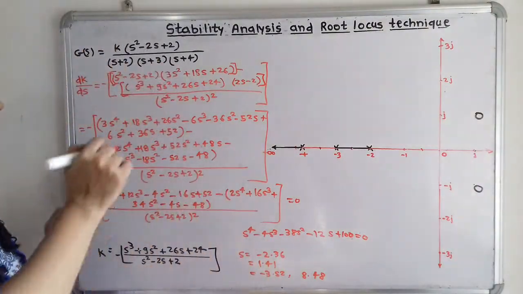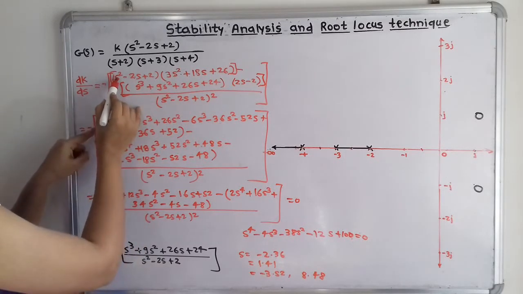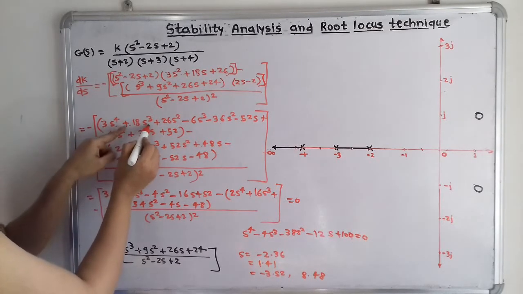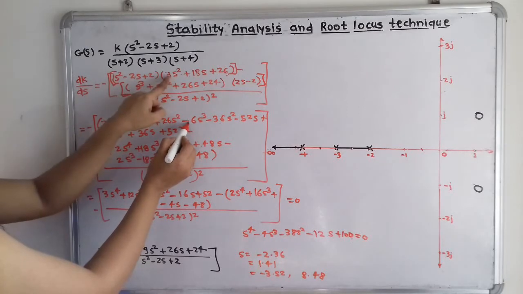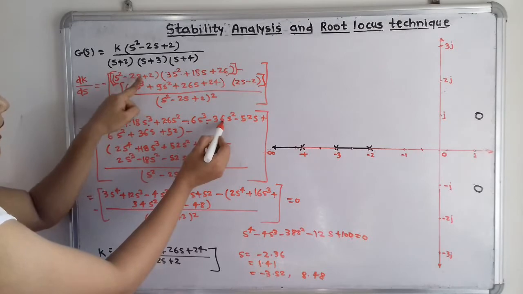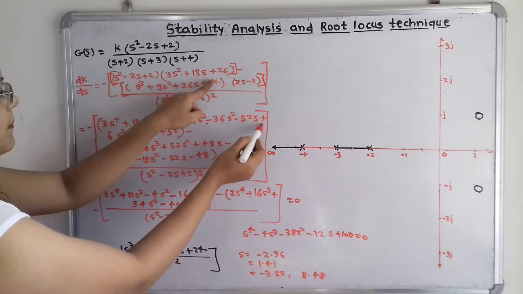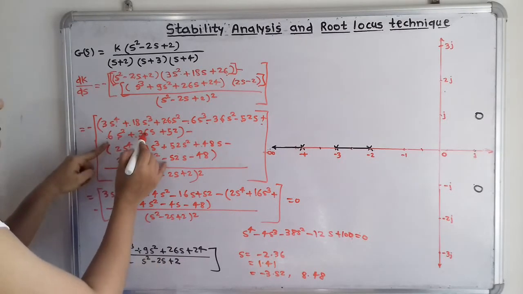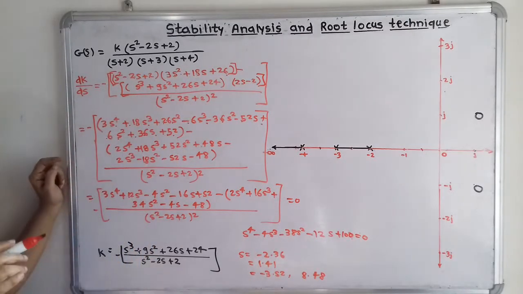Now again we will simplify this. We multiply these two brackets. Therefore, if I multiply these two brackets: 3s raised to 4 plus 18s cube plus 26s square minus, so for this minus sign, all the terms become minus, that is minus 6s cube minus 36s square minus 52s, plus 6s square plus 36s plus 52. So for this plus 2, all the terms become plus.